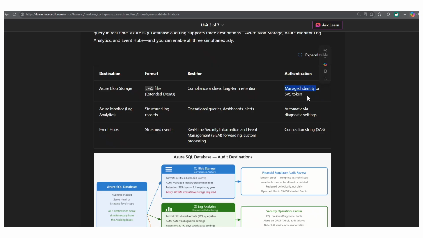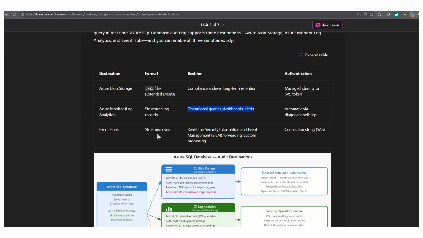If there is a question regarding this: Azure Monitor Log Analytics. For Azure Monitor analytics, this is a structured log record. They are best for operational queries, dashboards, and alerts, and that's why you almost want to do this in combination with others, but you always want to do the Log Analytics. And they are automatic via diagnostic settings, so you need to do that in the diagnostic setting. We can take a look at that.